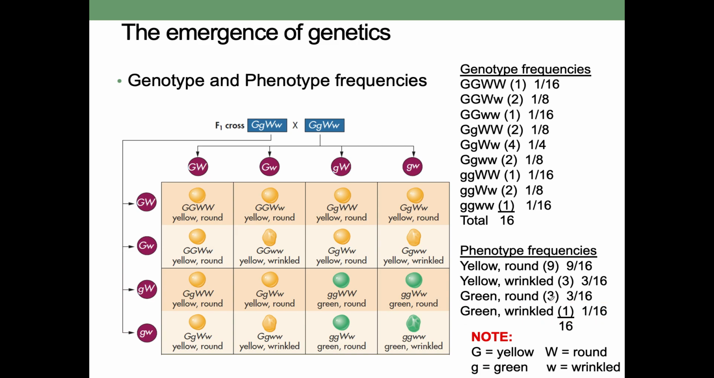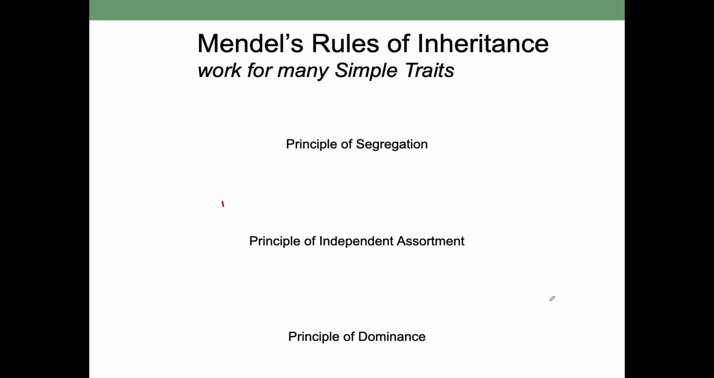Okay, so many traits are not so simple. When we're thinking about human traits, they're affected by hundreds of genes. And so you can imagine doing Punnett squares for hundreds of genes interacting with one another in a non-independent way would be incredibly complicated.